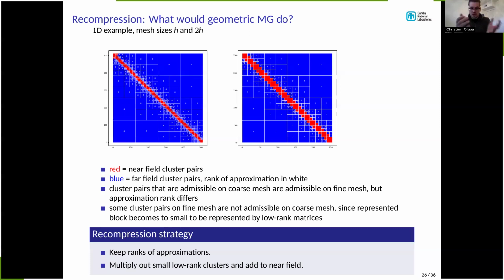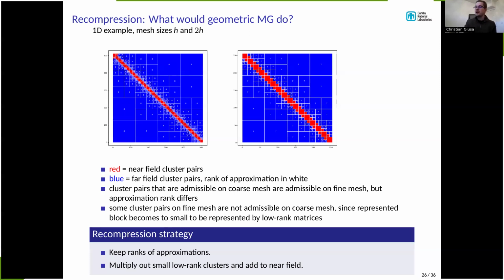So our recompression strategy will be, we won't be trying to reduce the rank of our approximation. We'll just keep the same rank. But what we will do is move the smallest blocks into the near field, multiply them out, and add them into our near field matrix. And that is our really simple recompression strategy.